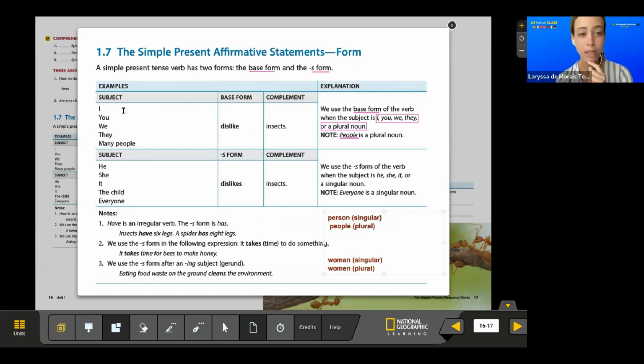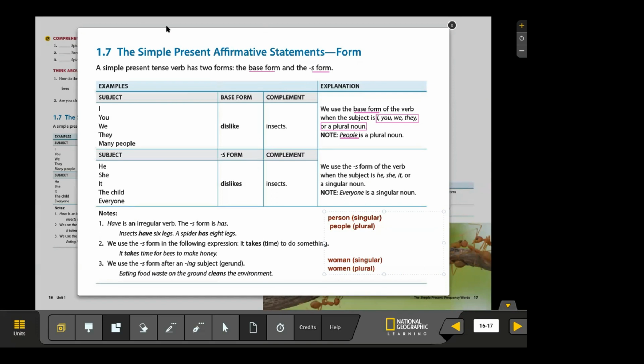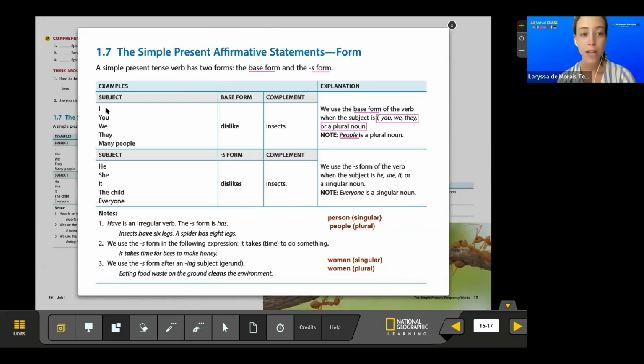Ma, can you read now the examples? Okay, examples. I dislike insects. You dislike insects. We dislike insects. They dislike insects. Many people dislike insects. Perfect, very good, Mar. So you guys can see that all these subjects here, all these pronouns and people, because people is plural, we use just the base form of the verb. Now let's read the S form.